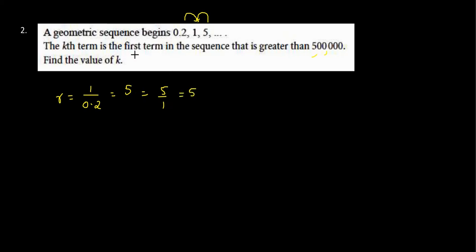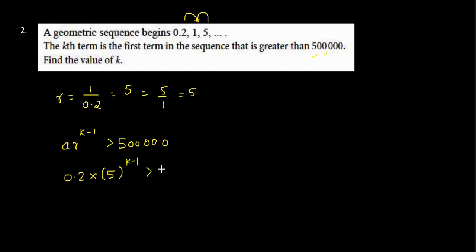Now, the kth term is the first term in the sequence that is greater than this. The general term for a geometric sequence is a r raised to power n minus 1. Instead of nth term we have kth term, so I write a r raised to power k minus 1, and this is greater than 500,000. Putting the values, a is 0.2 and r is 5, so 0.2 times 5 raised to power k minus 1.